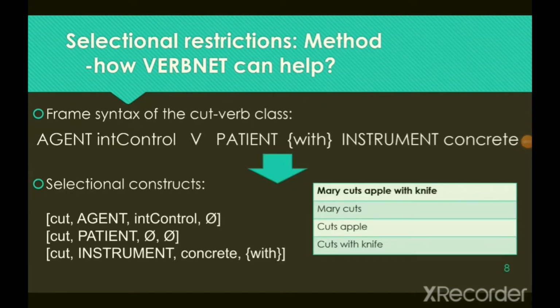So when we have the frame syntax of a verb class, it allows several selectional constructs. Just like the phrase "Mary cuts apple with knife", it allows the constructs "Mary cuts apple" and "cuts with knife". And these constructs are all sensible.